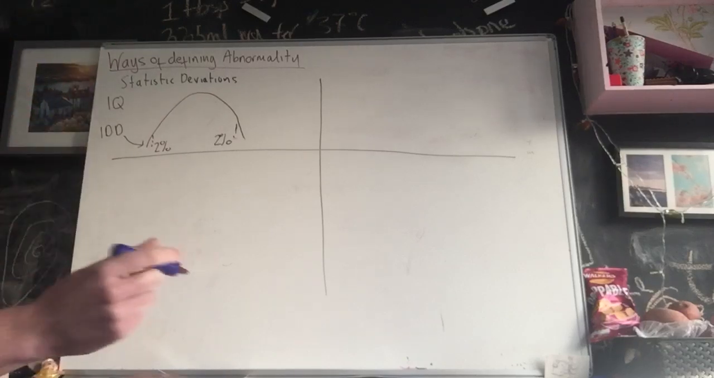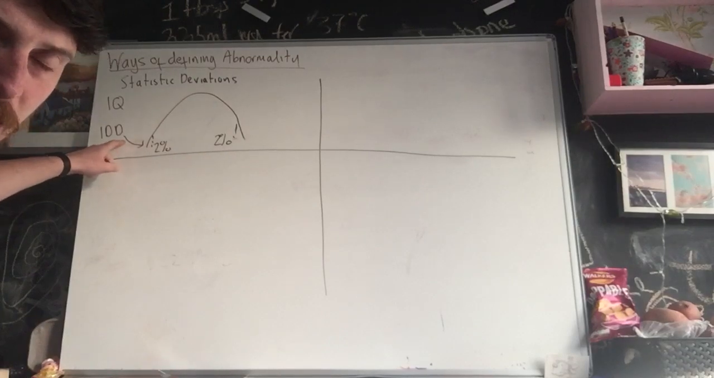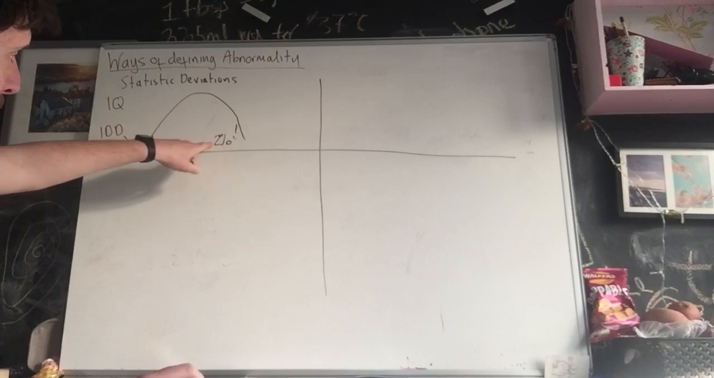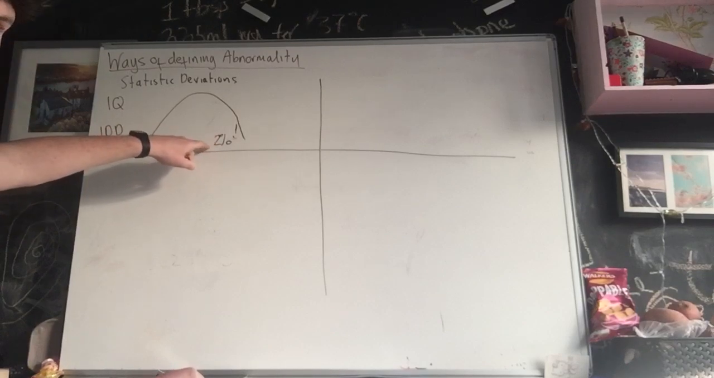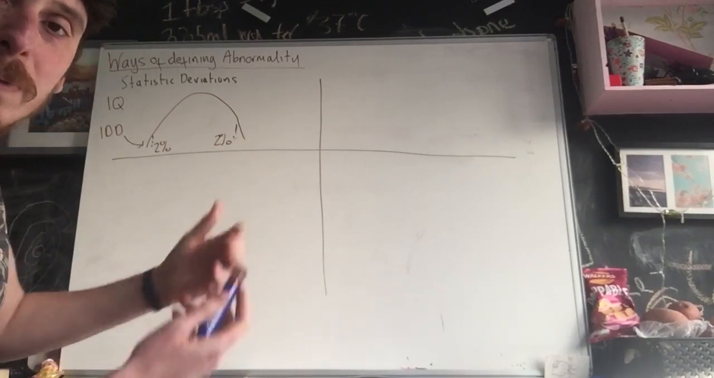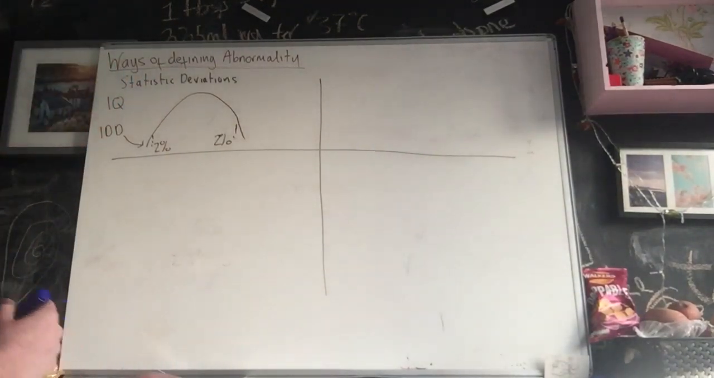Problems with this model is it doesn't benefit people to be labelled with intelligence deficit disorder. And in terms of the top 2%, these would be abnormal, but it would not cause these people any issues. So it would be beneficial to be abnormal by that definition. So that's statistical deviation.